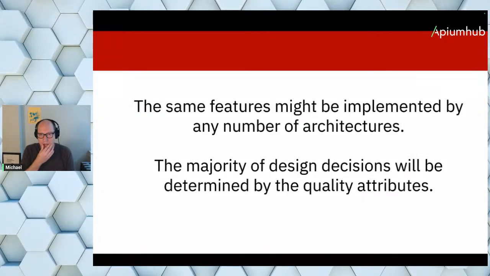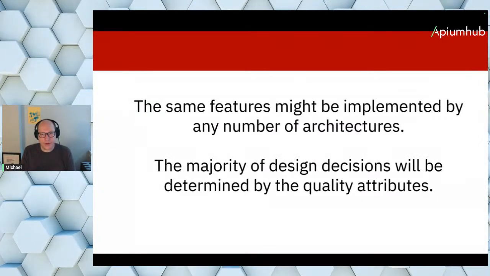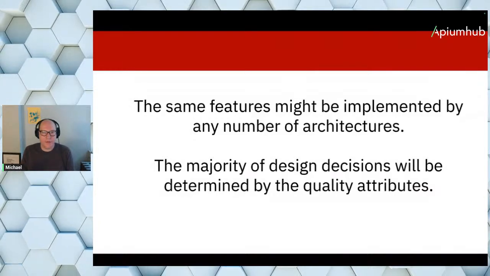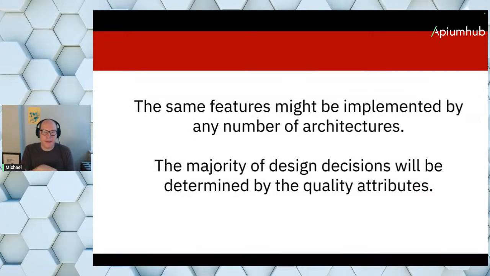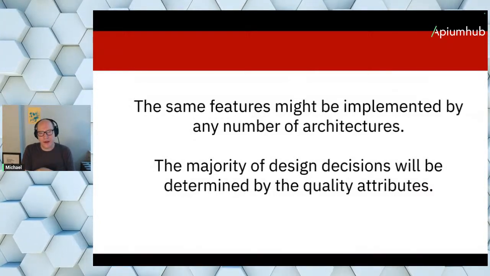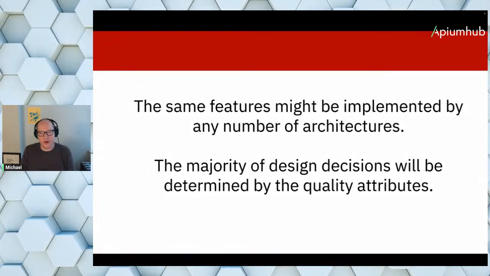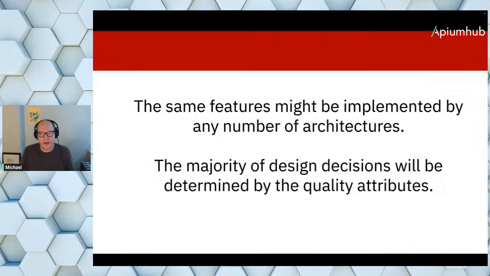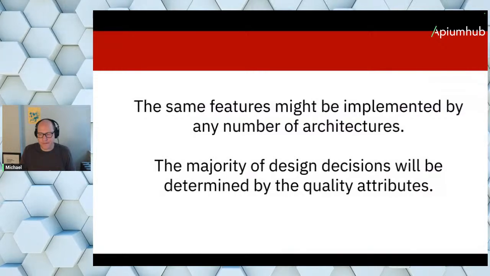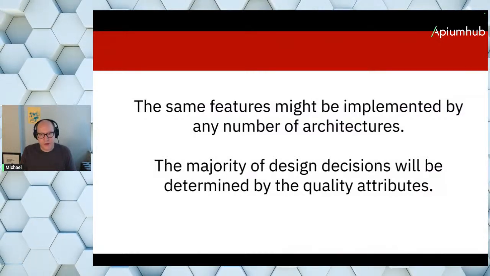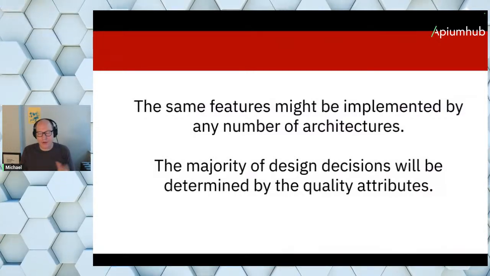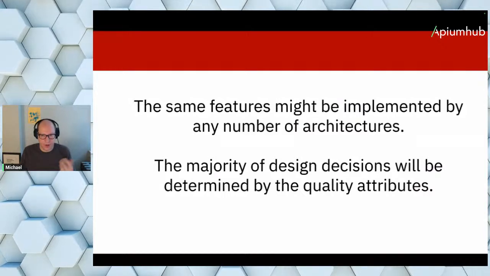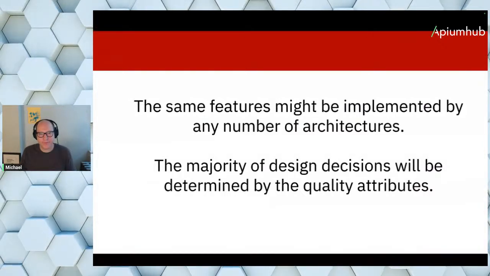All right. Why are these so important? So the same features, right, can be implemented in any number of different ways, right? But when you're talking about design decisions, the majority of those design decisions are going to be determined ultimately by the quality attributes in some fashion, right? These quality attributes have outsized influence over the architecture, which is why we're talking about it right now.